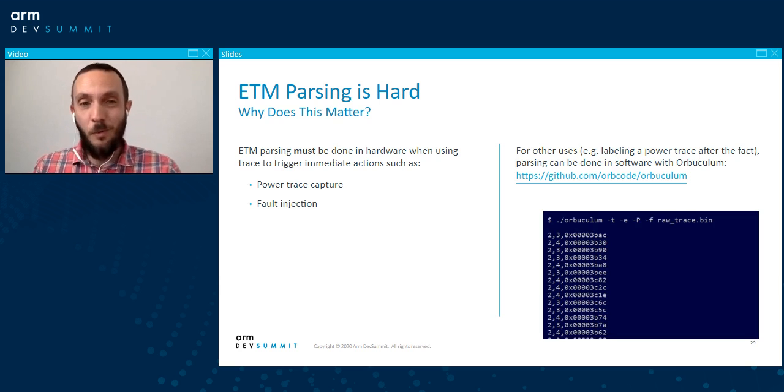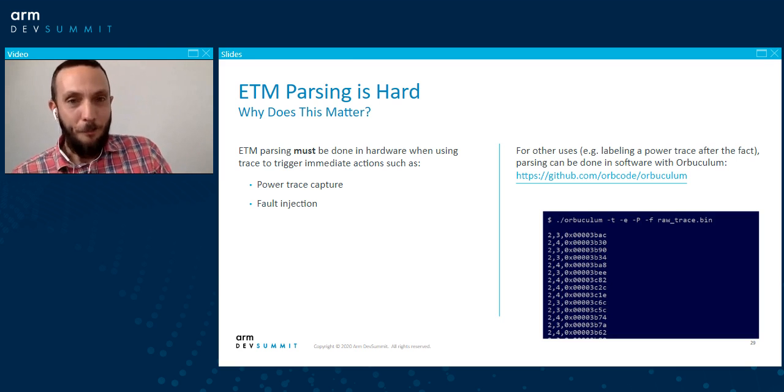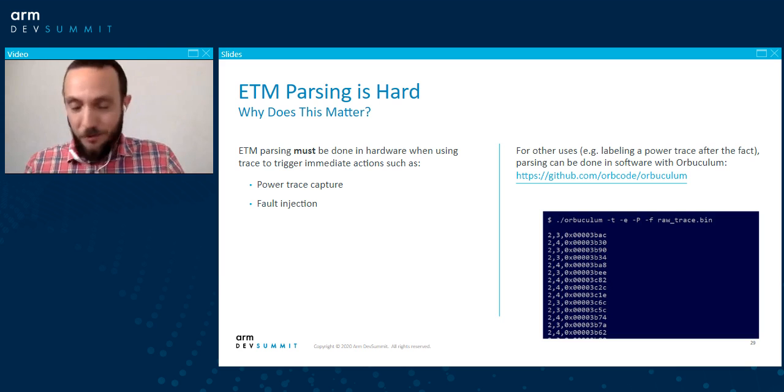So why does this matter? Well, you'd have to do the ETM parsing in hardware if you want to use trace to trigger immediate action, like a power trace capture or a fault injection, right? That's something where, when the event occurs, you want to take action immediately. You're doing that in the FPGA. So if it's hard to parse that ETM packet, then the FPGA trace logic is going to be pretty complicated. That's one of the reasons why, unlike the typical use case of trace where a lot of stuff comes out for the full tracing, we want to have as little stuff coming out as possible, because then it makes it still possible to trace.